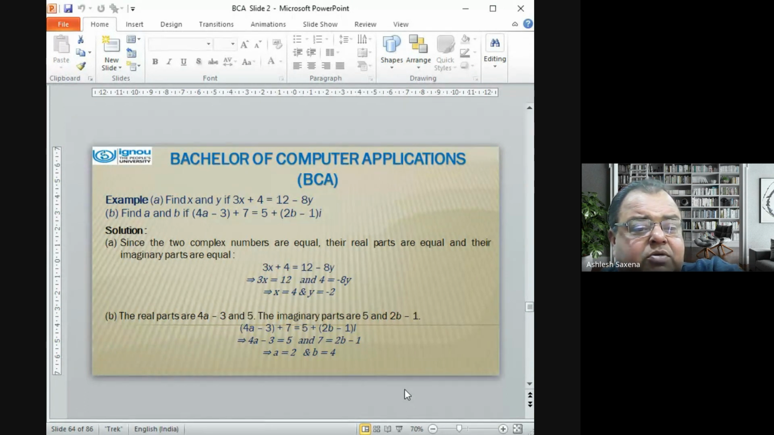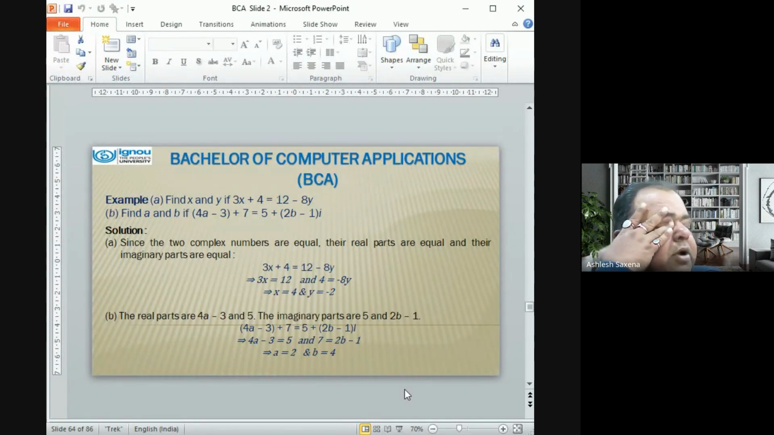3x will be equal to 12 and 4y will be equal to minus 8. Don't forget to take the minus sign with 8. That is compulsory. So your answer will be 3x is equal to 12 and 4y equal to minus 8y. That means x will be equal to 4 and y will be equal to minus 2.